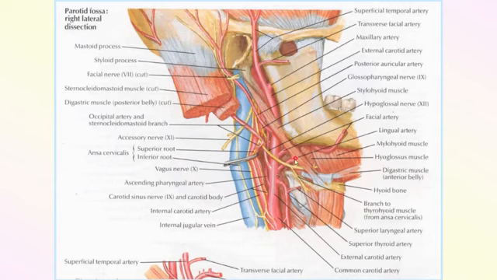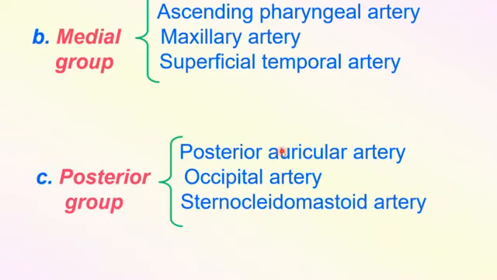Then you'll have the lingual artery that's going to be crossed by the hypoglossal nerve and pass deep to the hypoglossal muscle to supply the tongue. And then you'll have the facial artery. Now, if we go back to those groups, if we discuss the medial group, that's going to consist of the ascending pharyngeal artery and then those two terminal branches of the maxillary artery and superficial temporal artery.